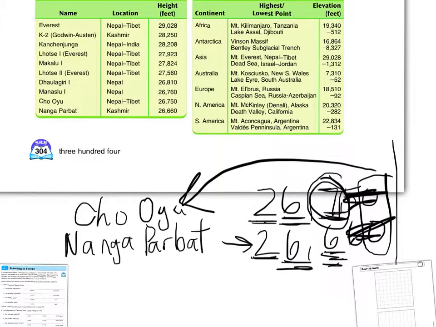It's almost like breaking a tie because we have a 2 and a 2, they're tied. We have a 6 and a 6, they're tied. Now there's a 7 and a 6, no longer tied. This number's bigger, so the Cho Oyu is the winner.